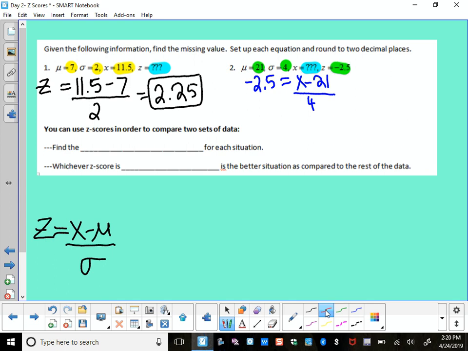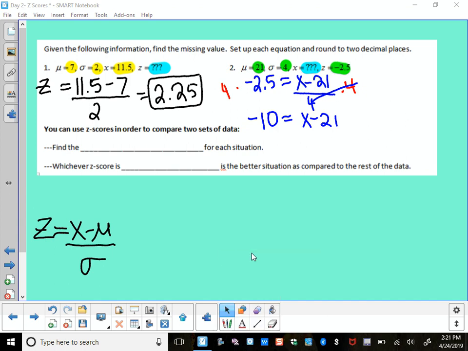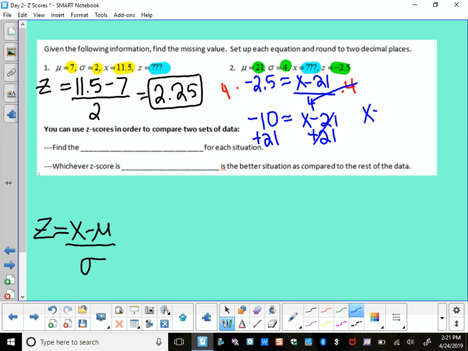All right, how do I get rid of this? Let's get rid of that fraction first. Times 4 on each side, and so that cancels out. I'm left with, what's 4 times negative 2.5? 4 times negative 2.5 is negative 10. So we have negative 10 is equal to x minus 21. I want you guys to tell me what's x. Go ahead and solve for it. When you add 21, you're left with x equals 11.